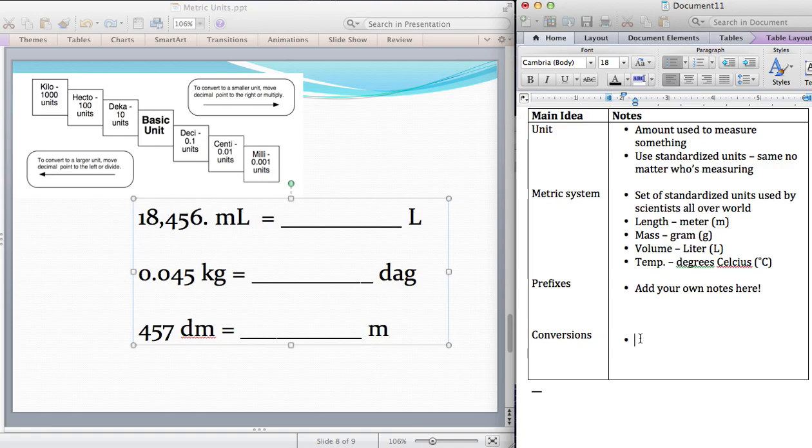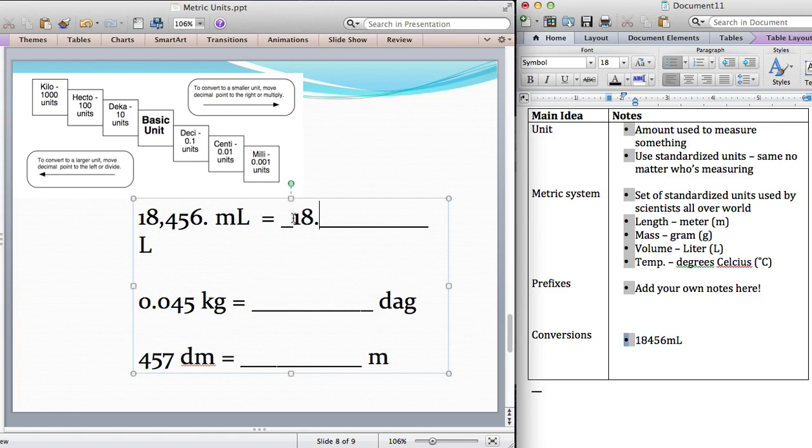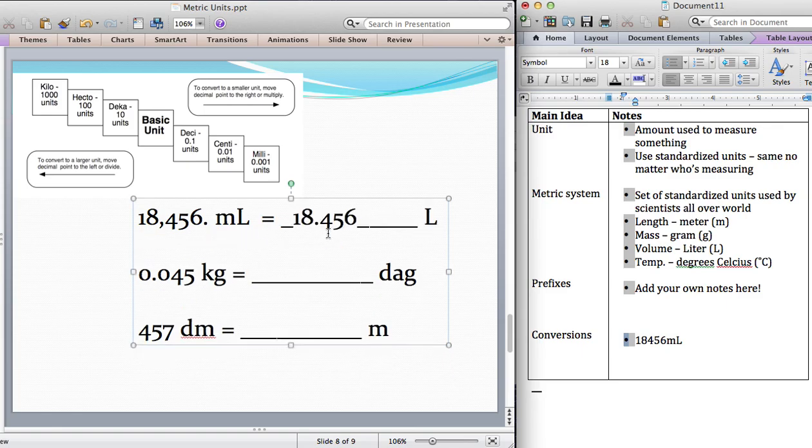So in our notes, we've got 18,456 milliliters. Anyway, if my notes ever catch up, you guys can figure out what should go here. So 18,456 milliliters is going to become 18.456 liters. All right, that's what should be in your notes over here.